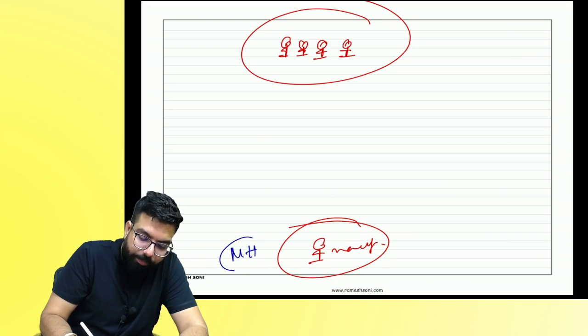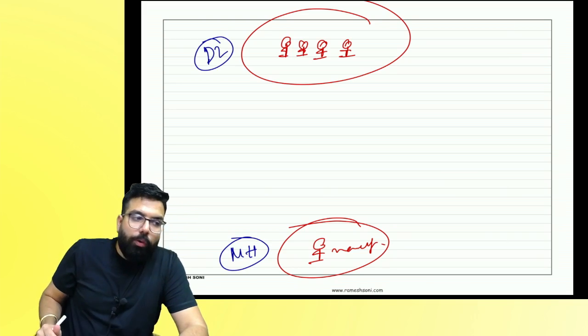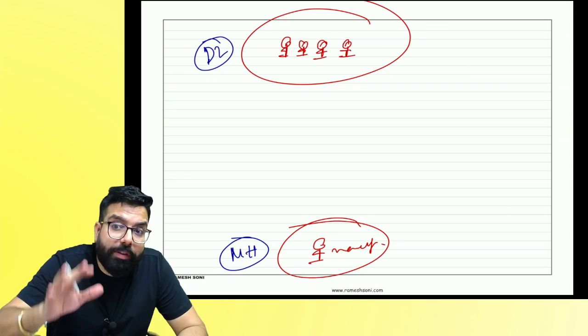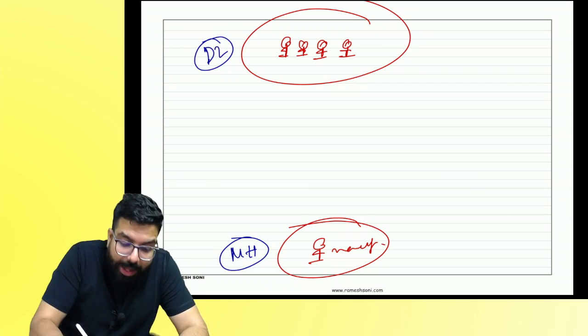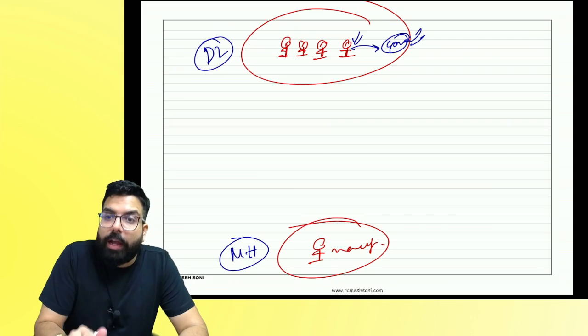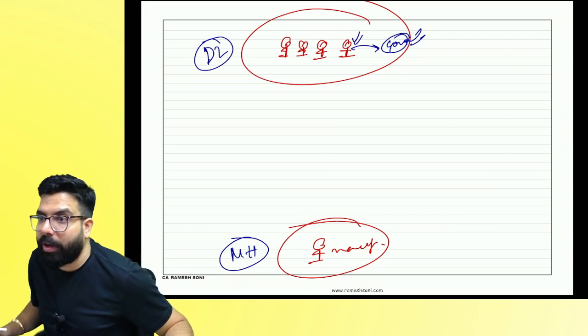This is Maharashtra. This is Delhi. Which government will need more money? Where the number of consumers is more. Do you agree with me? And as a consumer also, you would want your money to go to your government so that your government develops. And when your government develops, you will also develop. Do you agree with me?